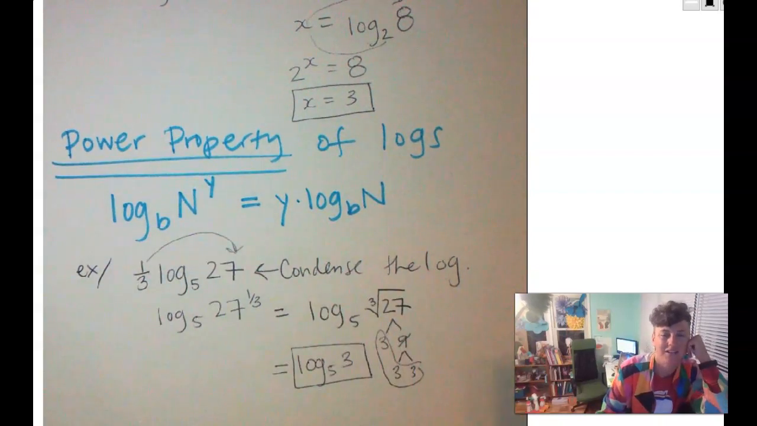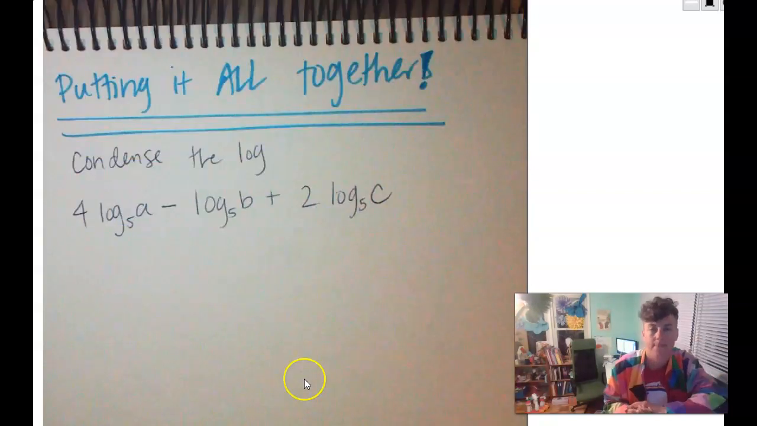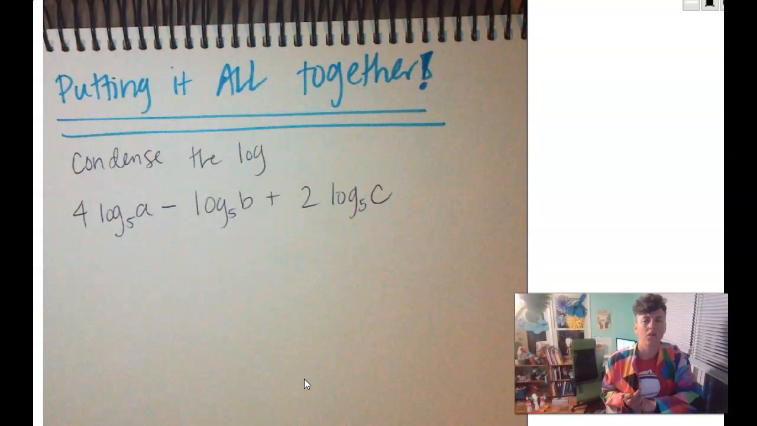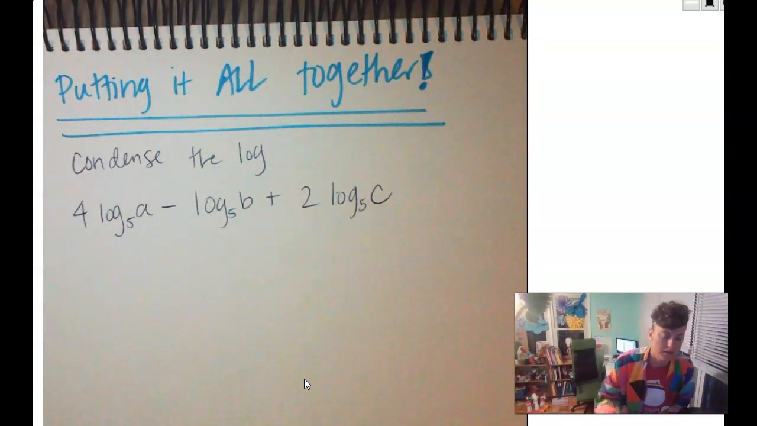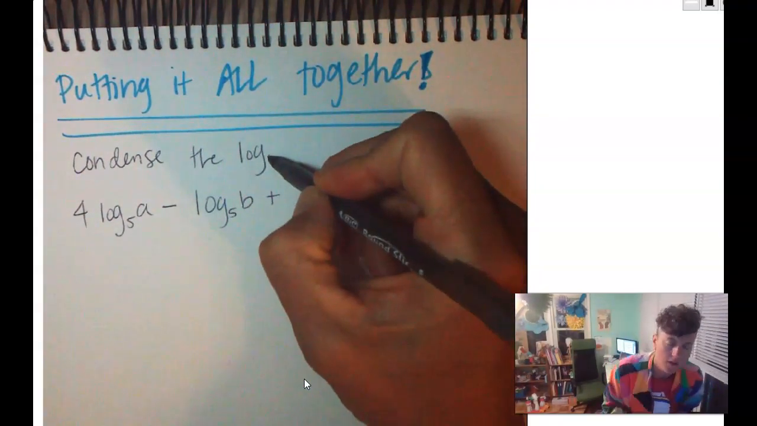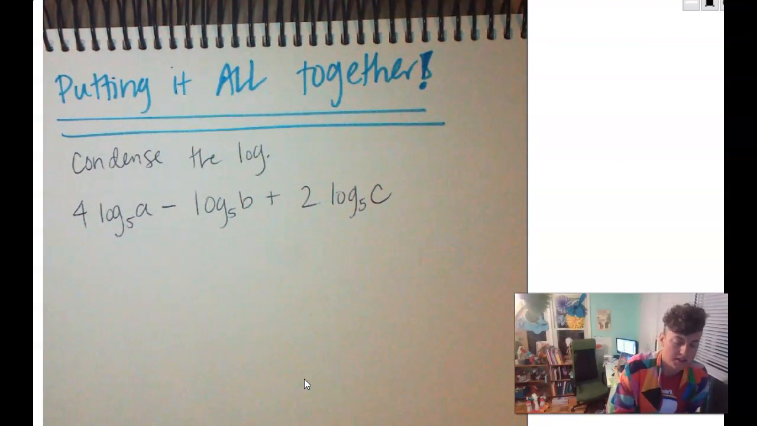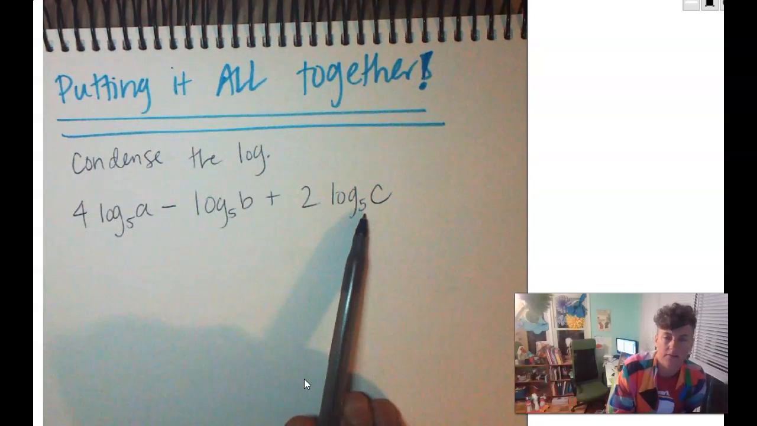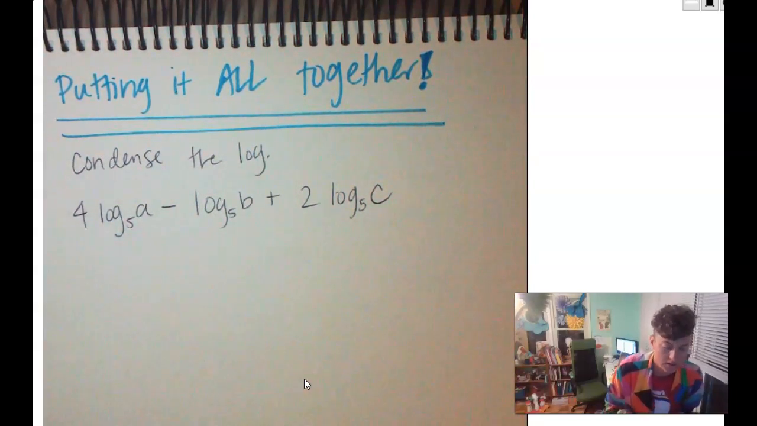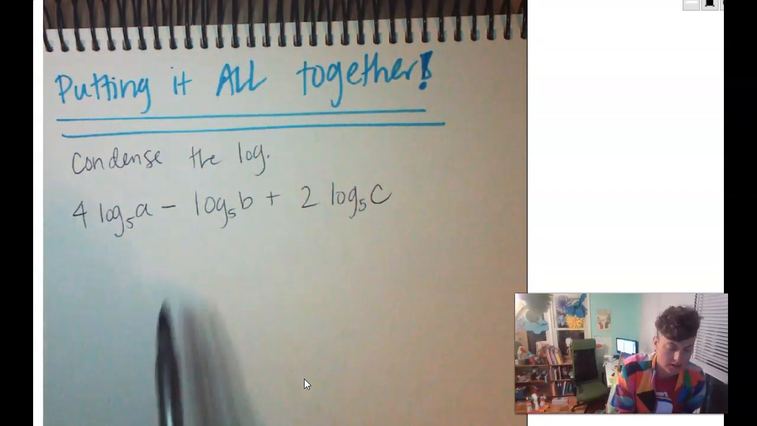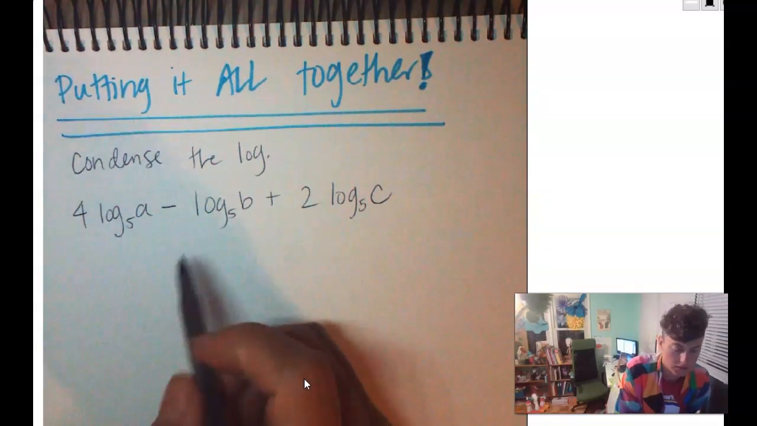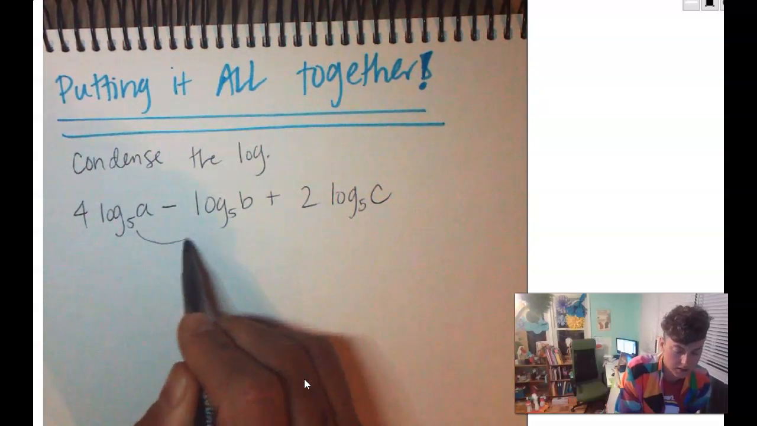Nice. Nicely done. All right, let's put all of these properties together. We're going to do one long equation where we use all 3 of those properties, and we're going to condense this log. So first, let's check, do they all have the same bases so that we can do stuff with them? Yes, they do. They all have a base of 5. Great. Okay. I see we've got a subtraction here. So we're going to need to use the quotient rule between these guys.